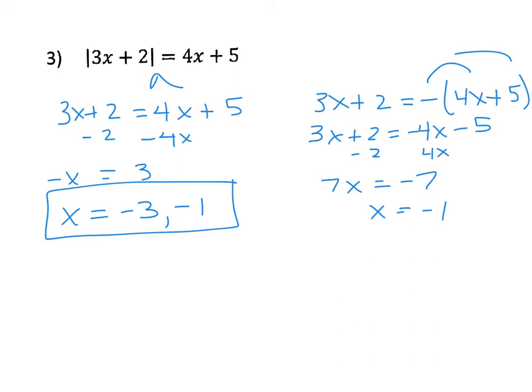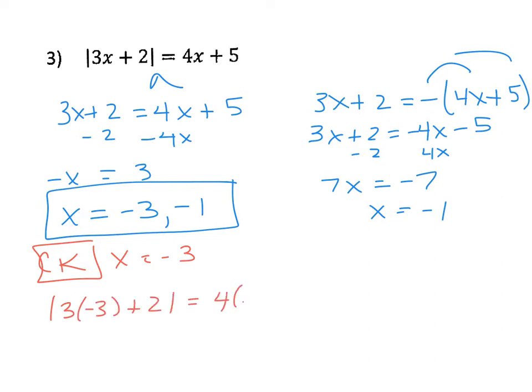So what we're going to do is we're going to check these two answers, and we'll see how we did. So if I check, I'm going to check x equals negative 3 first. So we get the absolute value of 3 times negative 3 plus 2 equals 4 times negative 3 plus 5.